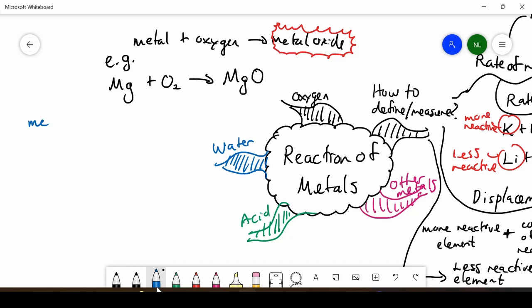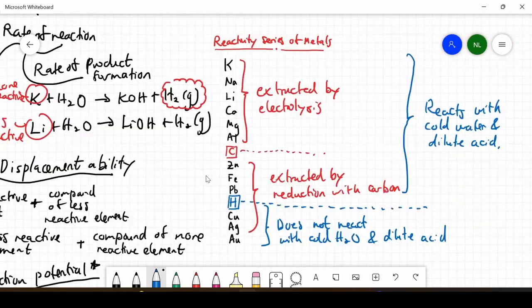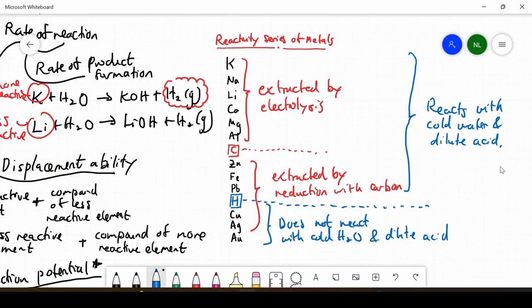Metals react with water to form metal hydroxide and hydrogen gas. And as highlighted in the reactivity series of metals, only metals more reactive than hydrogen will react with cold water. This is because to displace hydrogen from water, the metal needs to reduce the hydrogen atoms, which can only happen if the metal is more reactive.